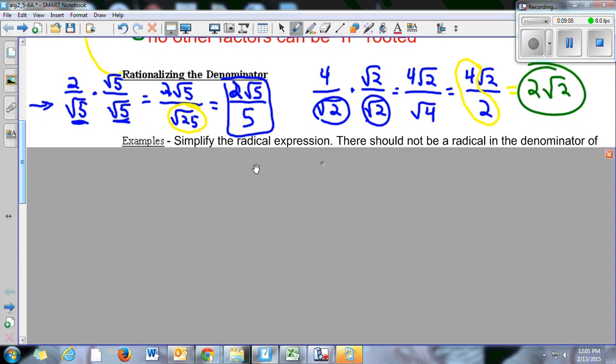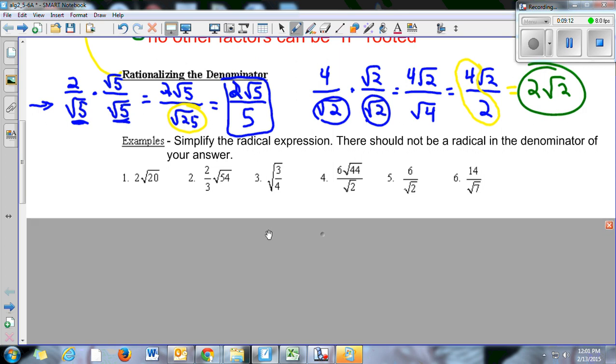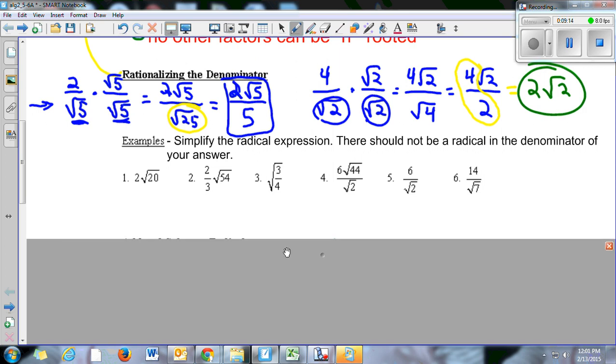We're about 9 minutes here. Let's get a couple quick problems in. So you see I've got a whole list of them here. We won't do every one right now because we'll do some in class. Right here, let's focus on number 3: the square root of 3/4.